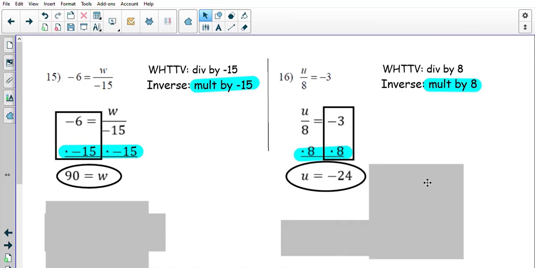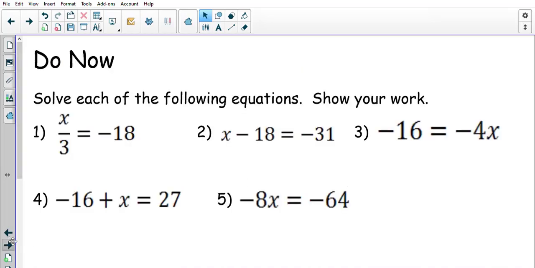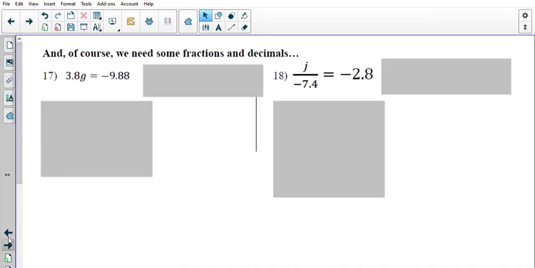All right, hopefully those started to get a little bit easier. Let's mix in some decimals and fractions. Remember that if you're struggling with plugging in decimals and fractions into your calculator, please let me know. I can help you. It's a lot easier in person to help you with this, so definitely ask if you're struggling at all. So number 17, 3.8g equals negative 9.88.